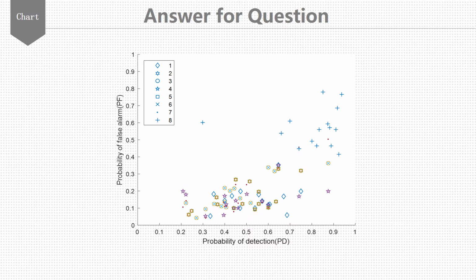From this picture, we can find that although approach 8 appears to be better at PD than other approaches for RF model, it performs the worst in PF. Approach 1 presents generally higher PD and lower PF than other approaches for RF model.